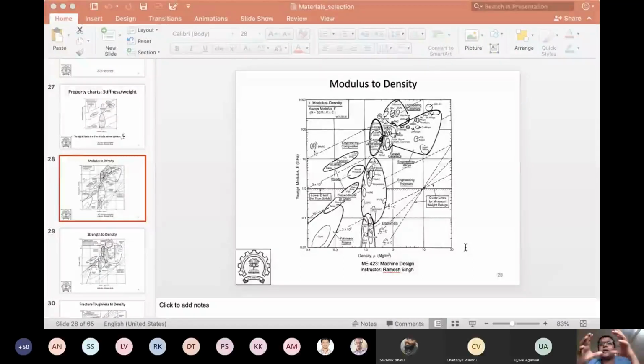Now the question is, even though it has the desired E by rho ratio, I cannot use it. It's not machinable. It cannot take fatigue loading. It is very brittle. So I'll have to take this call that not only the desirable properties, along with certain other things which are required, are also important. So they have very desirable E over rho ratio, but at the same time, it cannot be manufactured easily. It can create problems with cyclic loading.